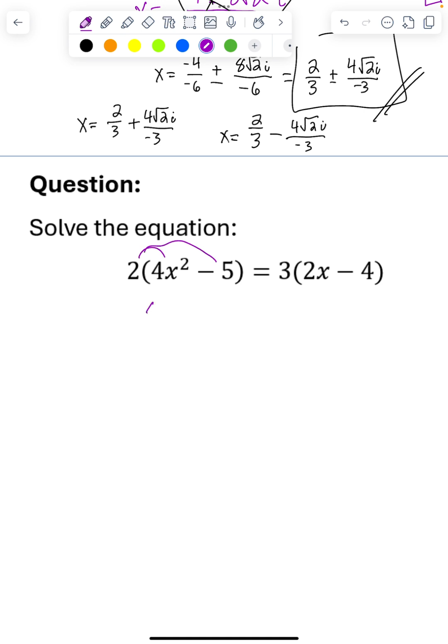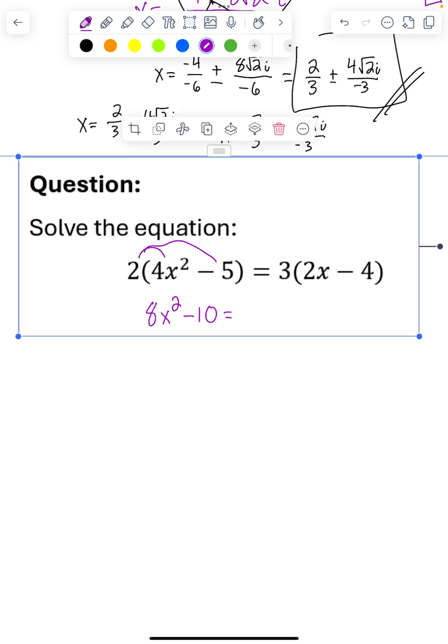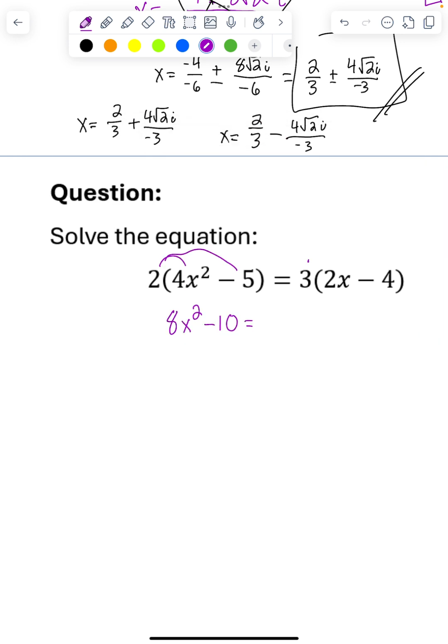2 times 4x squared is 8x squared. 2 times -5 is -10. Then on the other side, we got 3 times 2x would be 6x. 3 times -4 is -12. All right, we got rid of our parentheses. Now we got to get one side to 0. So let's get the right side to 0. So I'm going to do -6x to both sides.